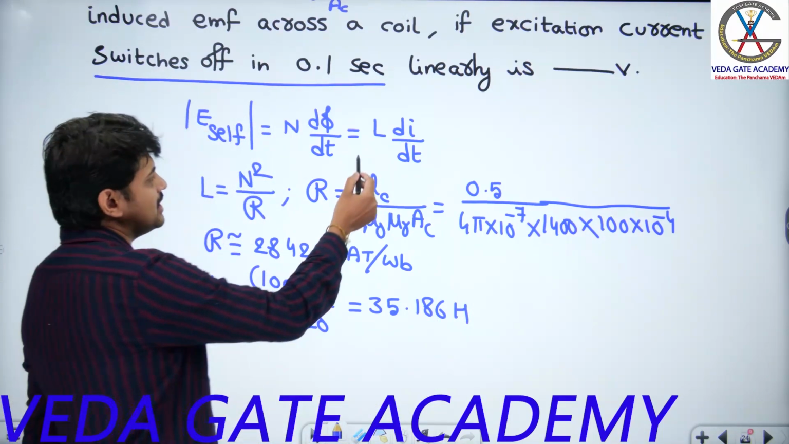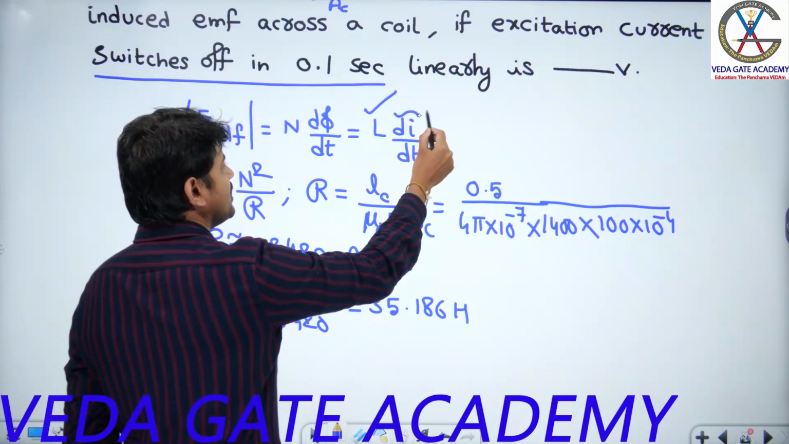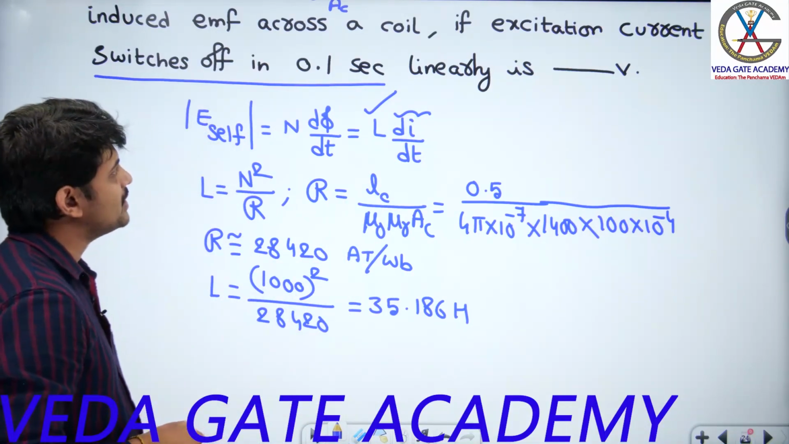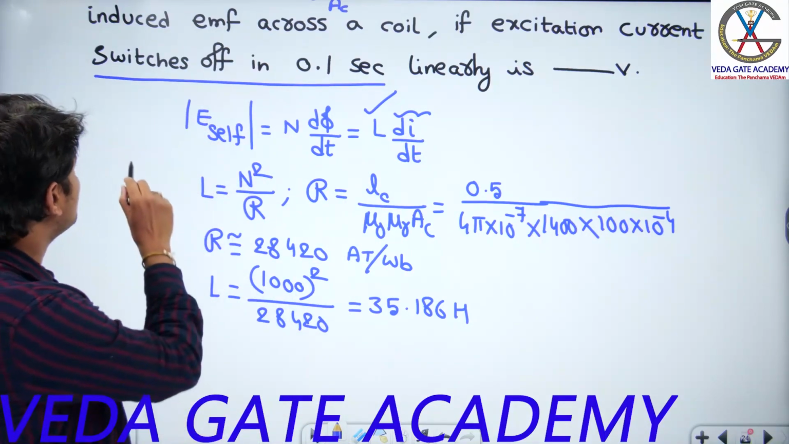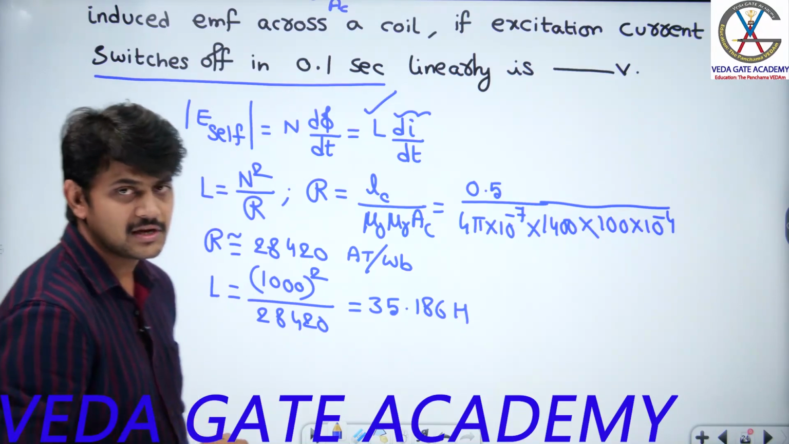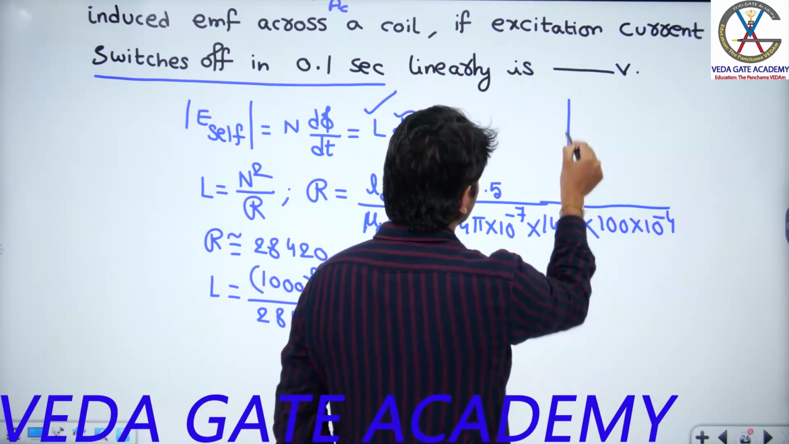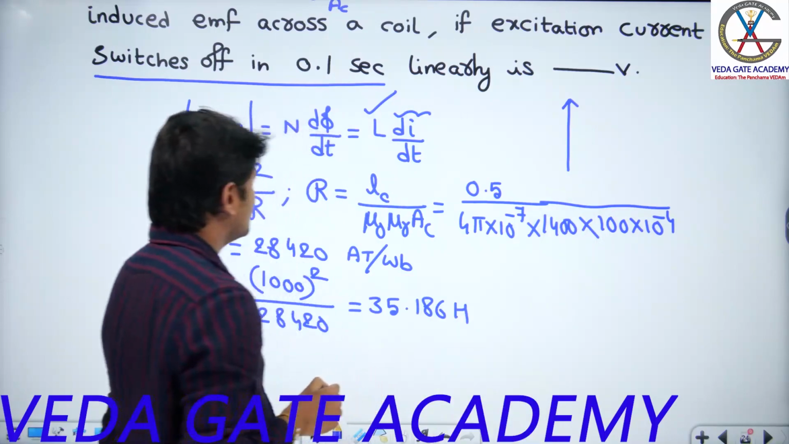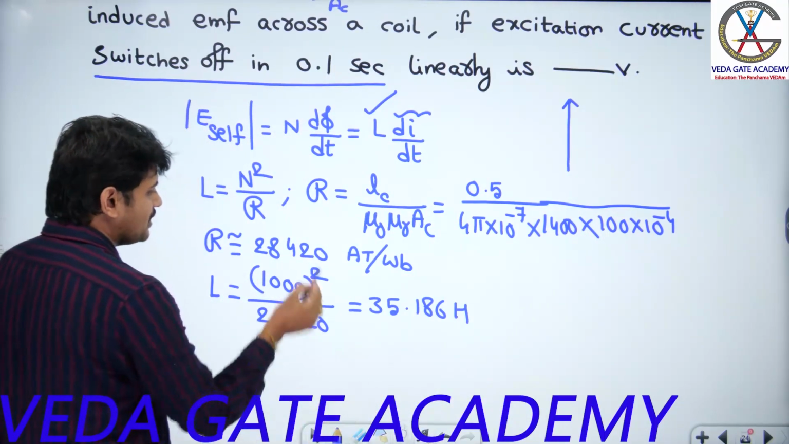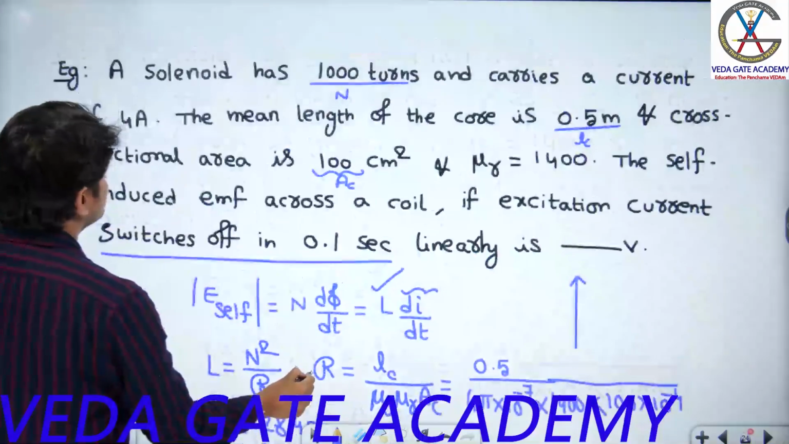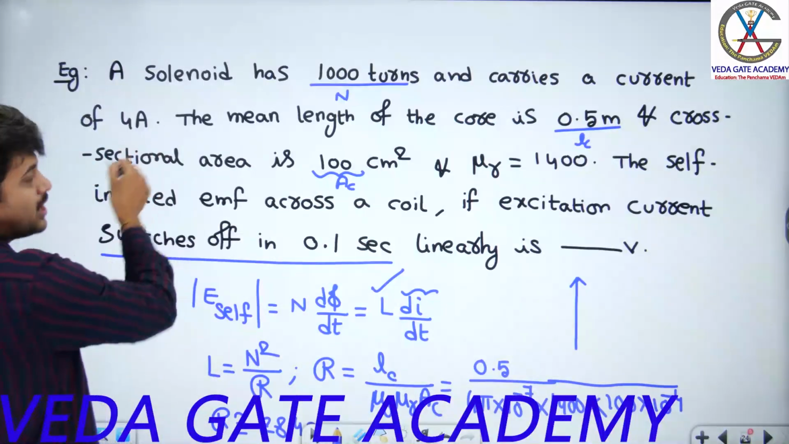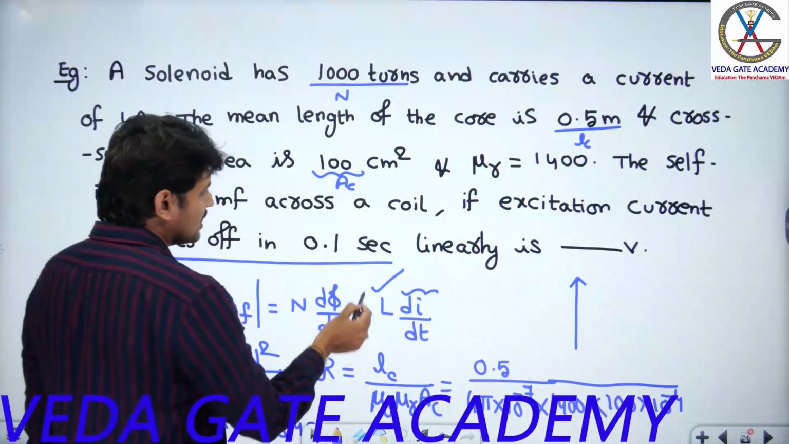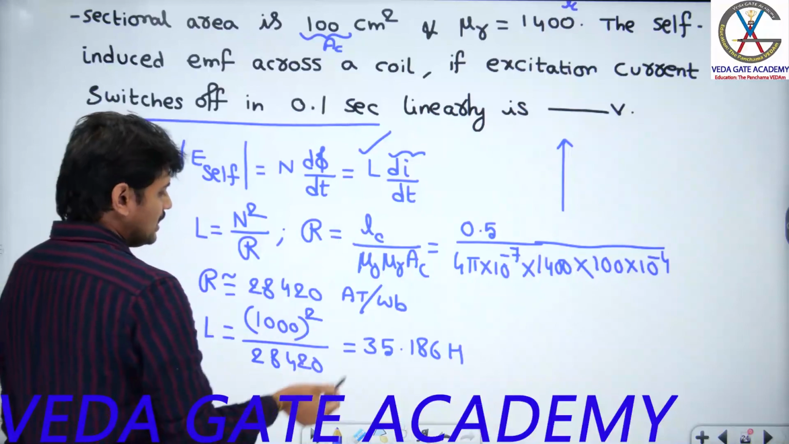The only thing that is left here is I calculated L and I need to calculate di by dt. So from the data, the excitation current switches off in 0.1 seconds linearly. What is the excitation current they have mentioned? I hope they have given even the excitation current. Let me try to see the question. It carries a current of 4 amperes. That means they have given the data of excitation current. So let us try to see.